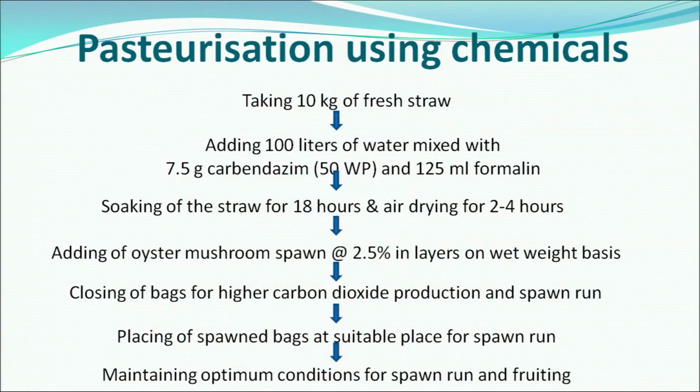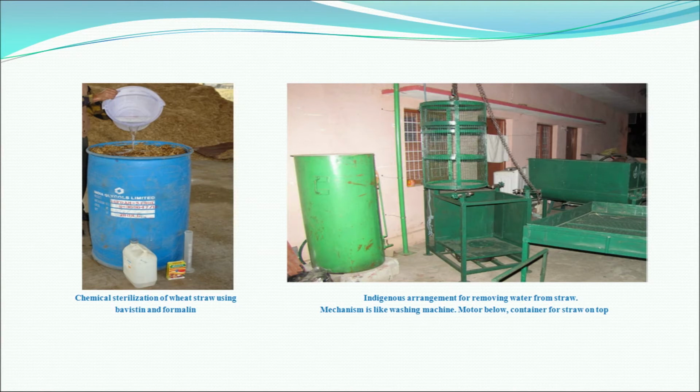Then closing the bags will again help in maintaining the carbon dioxide level for spawn run, then placing the bags at a suitable place and managing the rest of the conditions, so that we can get a good crop of oyster mushroom. Here we can see the drum where water and straw are added, and alongside this we have another arrangement, where a washing machine type of system is there for drying purposes.